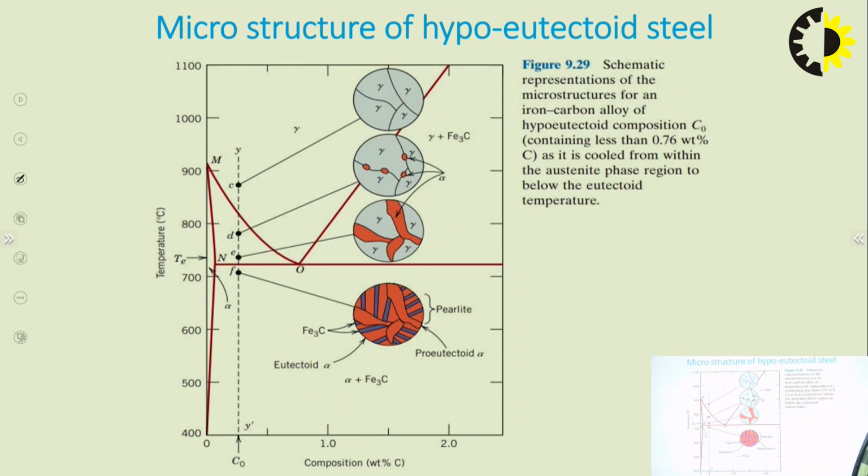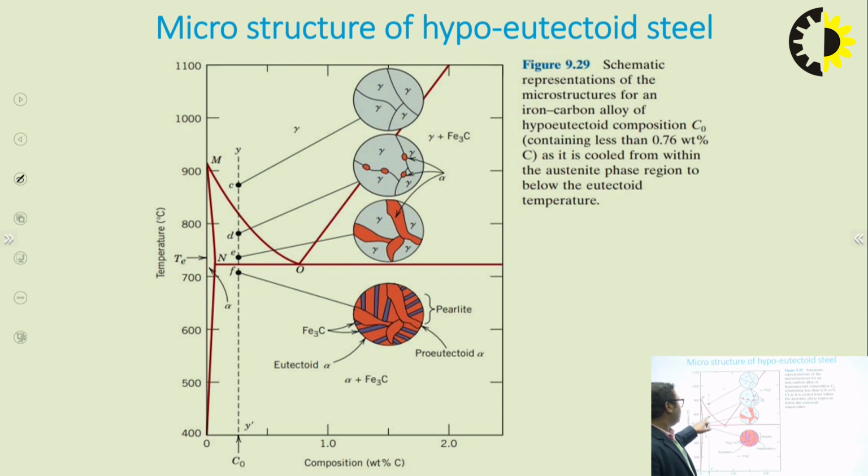Then this is the microstructure for hypoeutectoid steel. I have already told you that when the carbon percentage is below 0.8%, the steel is known as hypoeutectoid steel. So below 0.8% carbon, when we draw one composition line, three different phase structures are seen: one at C, one at D, one at F. At C you will see that everything is in the austenitic phase, so an austenitic structure will be formed.